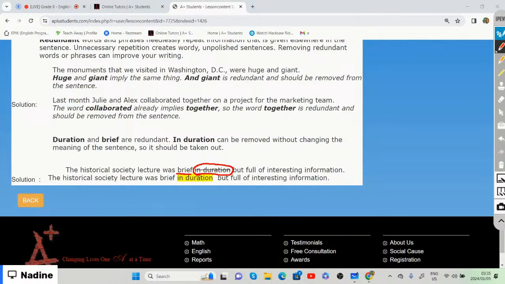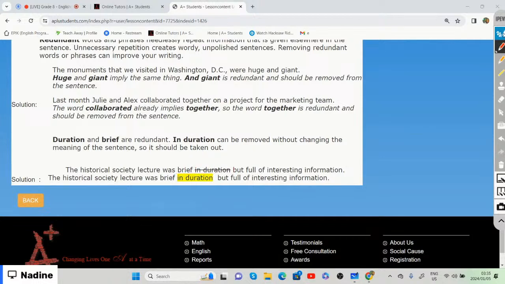We can do that without changing the meaning of the sentence. It is just going to be taken out, and the meaning of the sentence won't be changed at all. So if we reread that sentence, we can then say the historical society lecture was brief but full of interesting information. So brief and duration, it basically means it's almost like timely. It gives us an indication of time, how long it was.